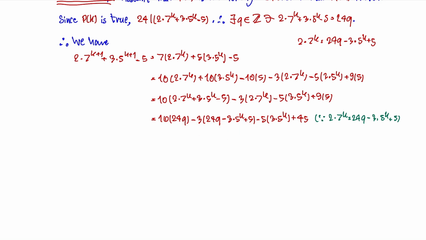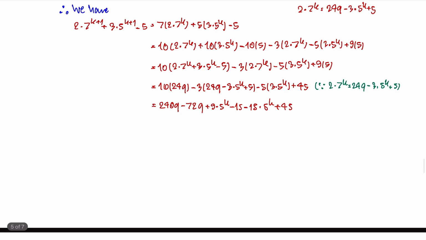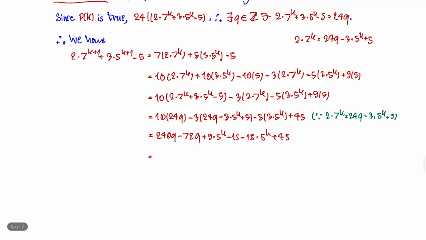I try to distribute and simplify. So we're going to have 240q minus 72q plus 9 times 5 to the k minus 15, and minus 15 times 5 to the k plus 45. Then 240 minus 72, what is this one? It is 168q, and minus 6 times 5 to the k. Okay, and this one is minus 15 plus 45. It turns out to be 30. Okay, the term gets smaller.